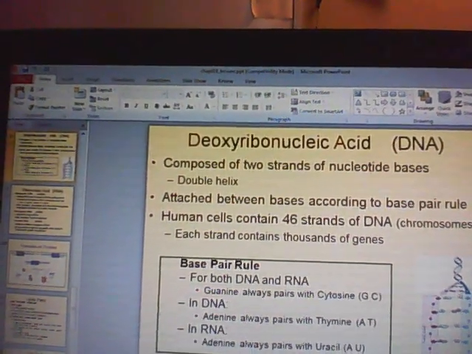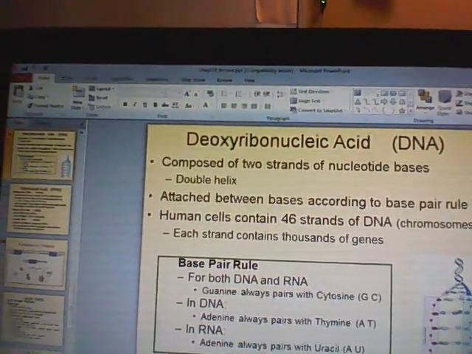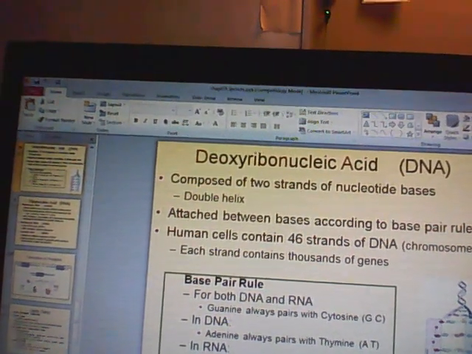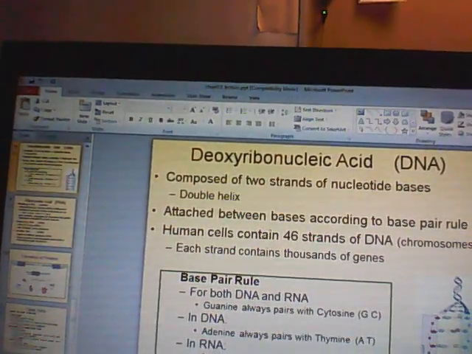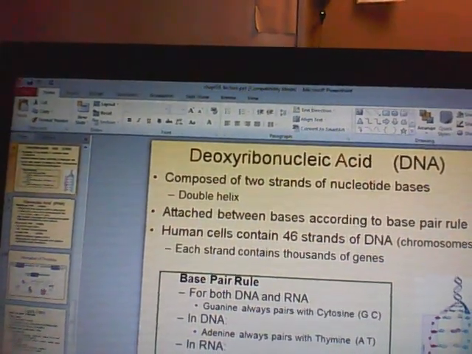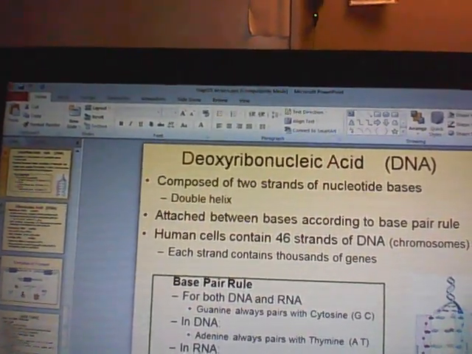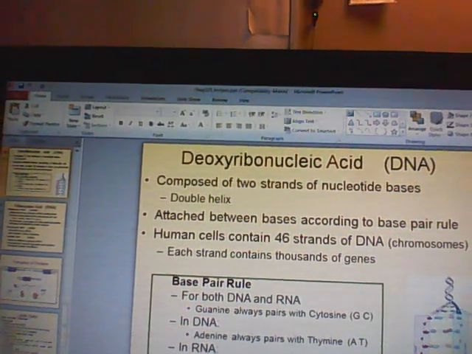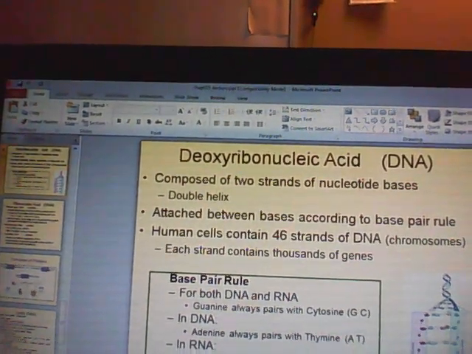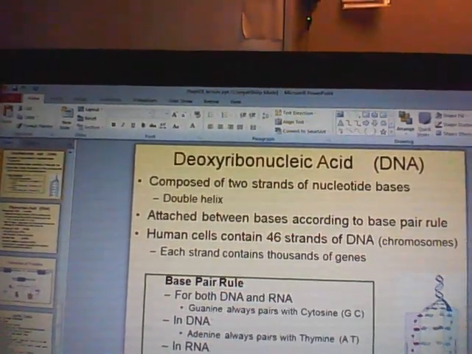So do not get yourself confused. It is not hard. Just think clearly about it. In DNA, G pairs with C, A pairs with T. In RNA, G still pairs with C and A pairs with U. So you just want to make sure that you keep that clear in your head when you're answering the questions.